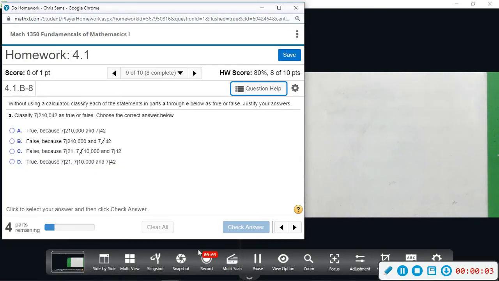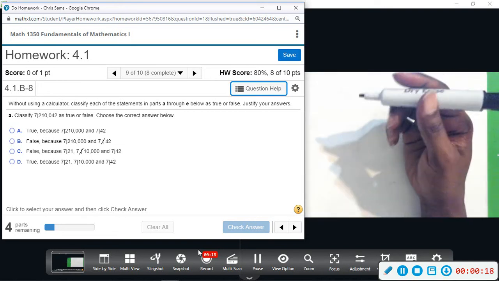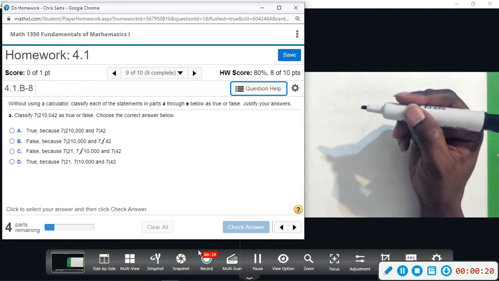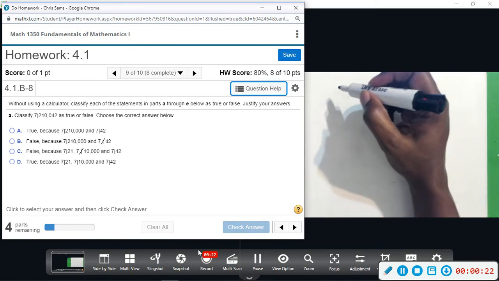Alright, number 9, without using a calculator, we're going to classify the parts A through E as true or false. These don't have divisibility rules, or at least 7 doesn't that I know of. We're going to be using one of the properties.